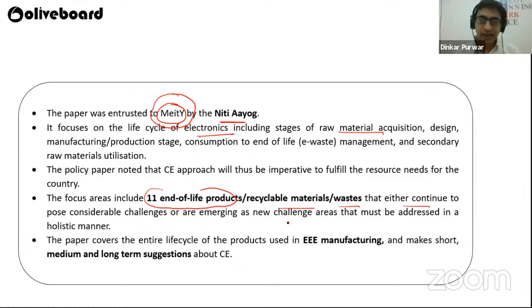The paper covered the entire life cycle of the product used in EEE manufacturing, electronics and electrical manufacturing, and also makes short, medium and long-term suggestions for the CE. Okay, this is the proper answer. You got the answer, right? Now, for example, see here, the examples are there.